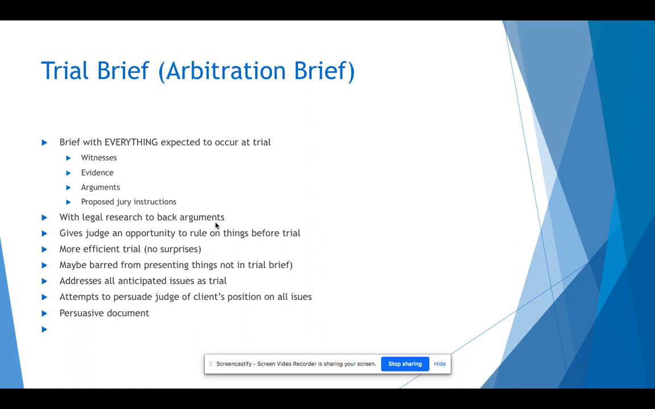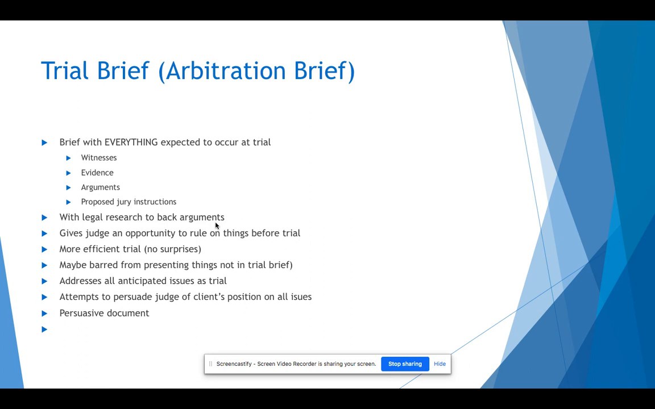And then sometimes a judge can rule on something before trial, like we want to exclude this sort of evidence or we want to include this sort of evidence. And then it makes for a more efficient trial. There are no surprise witnesses, and you don't have to take the jury out of the room to argue a motion.